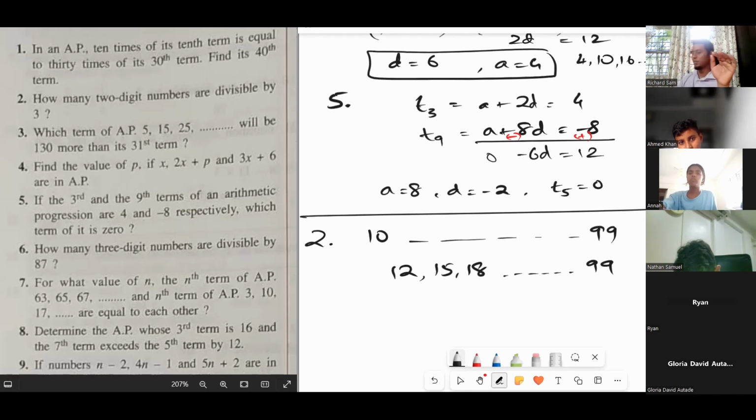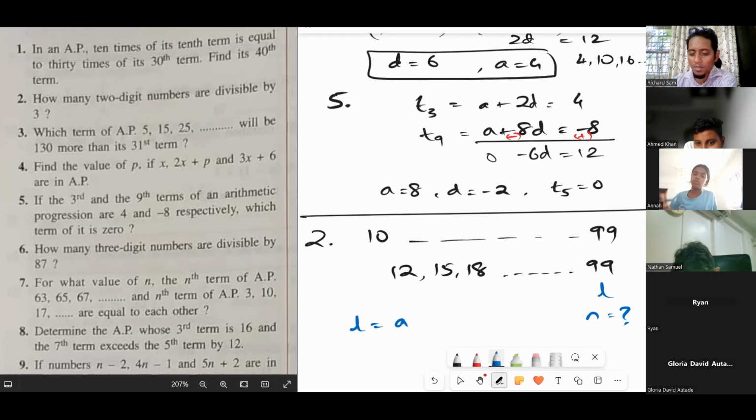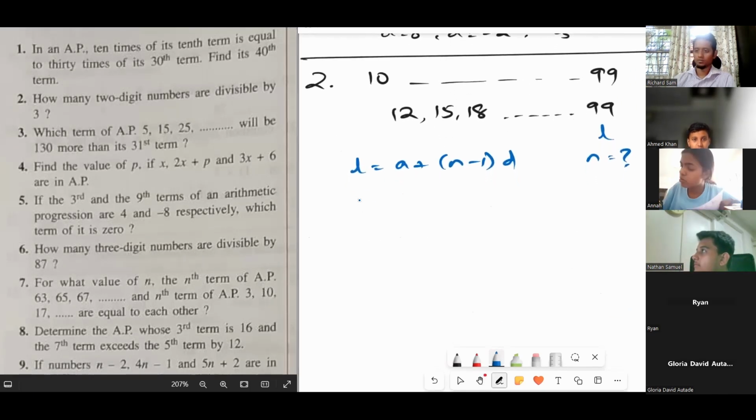Use AP. How can we use these formulas to find how many terms are there in this AP? Take this 99 as L and find what N is. Last term you'll take as 99 and find N. The formula is L equals A plus N minus 1 into D. Come on, use formulas. I know you can use your brain and do it, but then it will take a long time. Put in the formula, you'll get the answer first. So N will be 30.